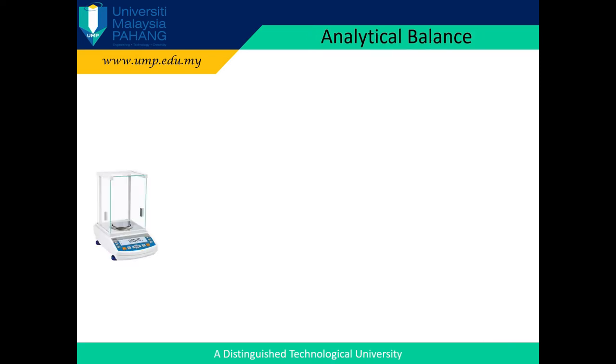Analytical balance. There are two types of balance available in analytical chemistry lab: analytical balance and top-loading balance. Analytical balance can accurately weigh reagent up to 4 decimal places, while top-loading balance can reach to 2 decimal places. Because analytical balance is quite sensitive, here are the principles of using it.